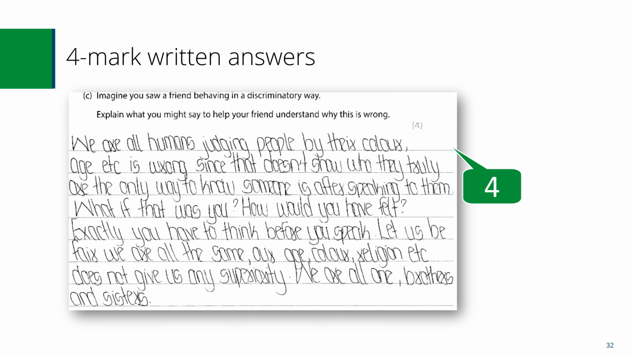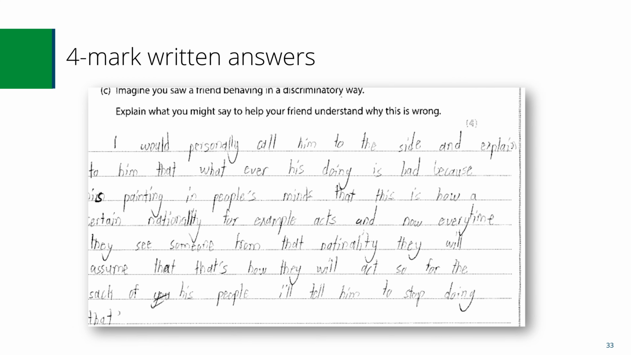I think this is a very good example of the spirit of the Global Citizenship course showing through in a student's answer. Now have a read of this item, pause and press play when you're ready for me to show you what mark was awarded.